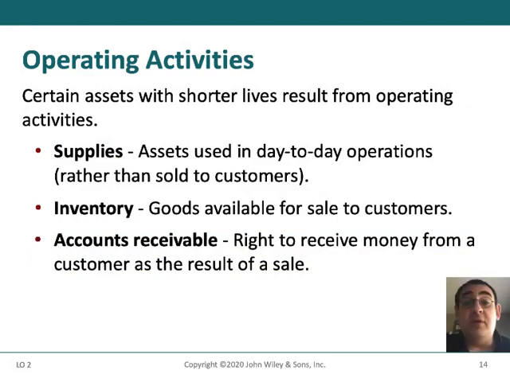Now, in addition to revenues, organizations will actually employ certain assets with short lives called working capital in order to run the business, in order to operate. Some of those assets will include supplies that are used in day-to-day operations rather than sold to customers. Of course, we have inventory, and those are goods that are available for customers to purchase. And then we have accounts receivable. So in a lot of cases, sales are made to customers. We don't collect cash from them right away. We extend them credit terms. And so the right to receive that money from a customer in the future as a result of that sale is known as an account receivable.